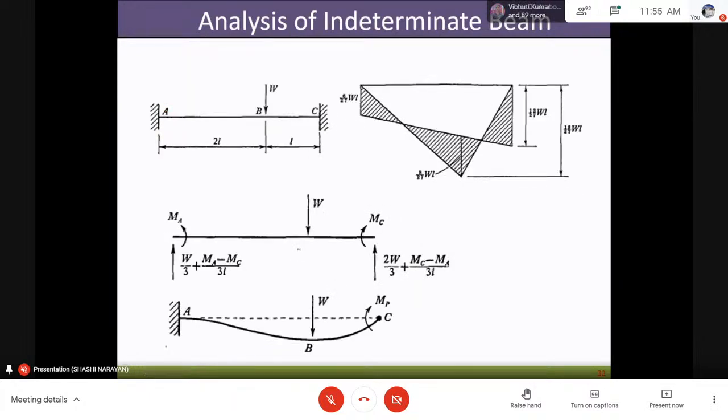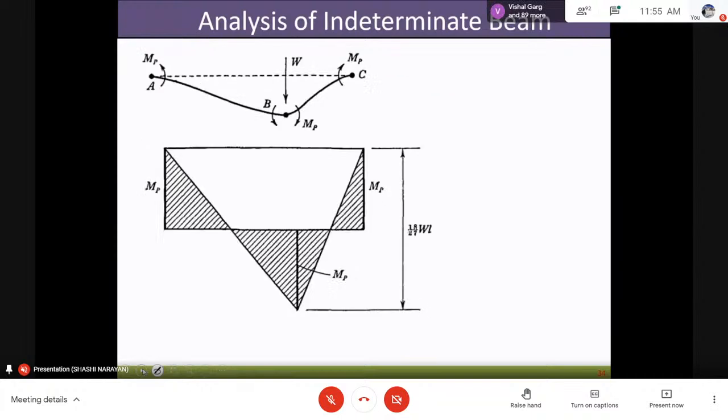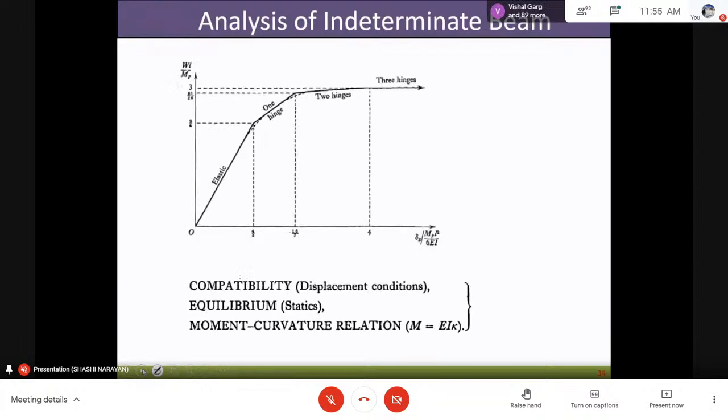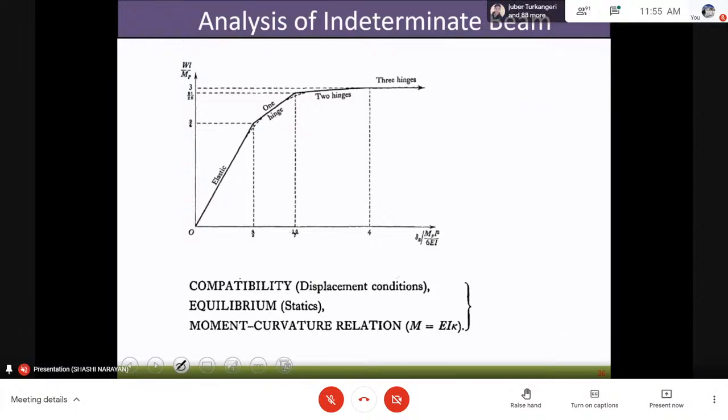So that is all discussed in these slides. We will not be taking much into account because you all have already studied this. It is like an elastic region, then one hinge, then two hinges, and then three hinges. First it will have some elastic behavior, that is the elastic modulus. Then when one hinge is formed, the elastic modulus will be somewhat lesser. Then the third hinge, and so on.